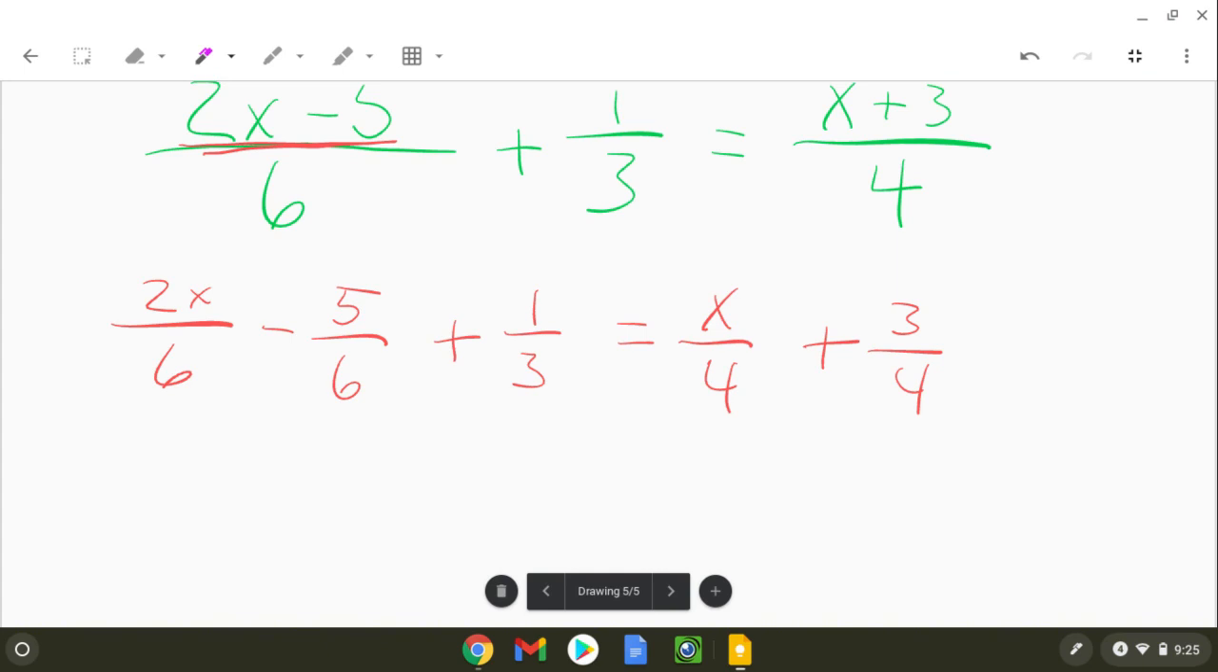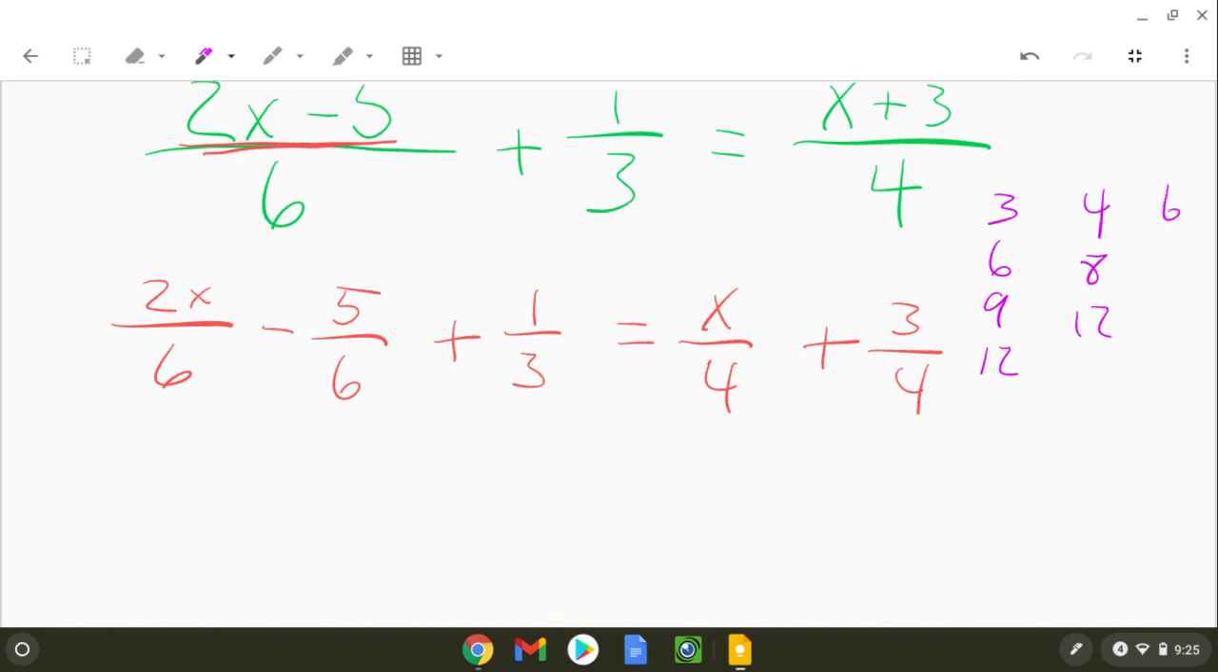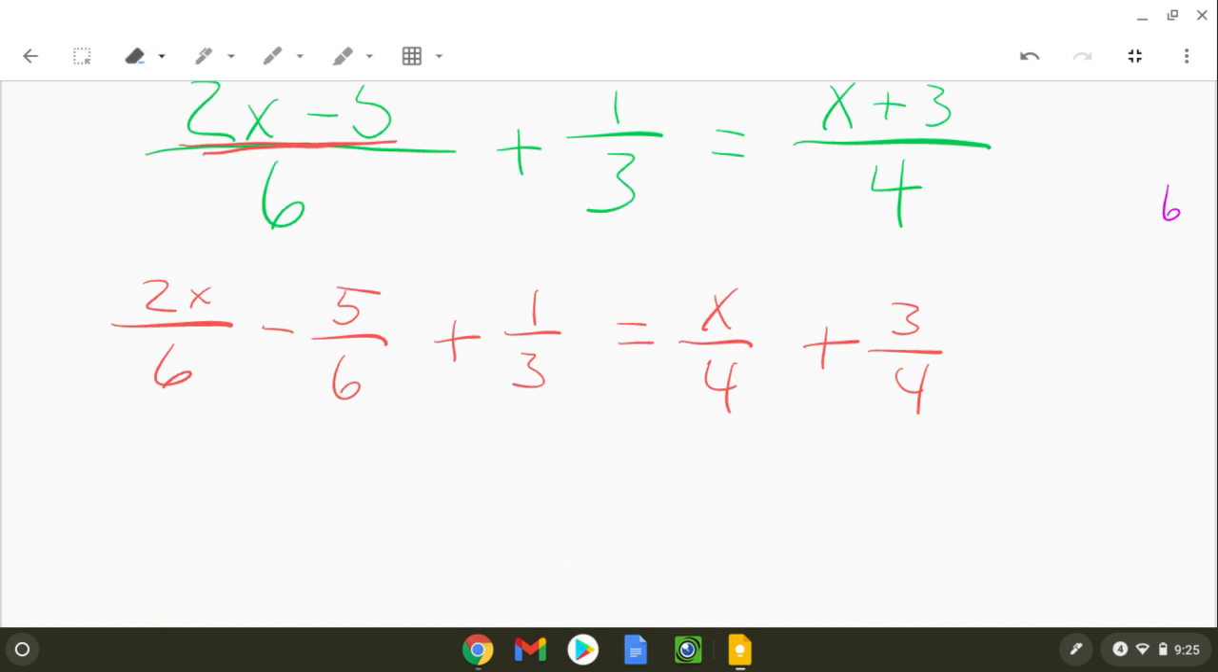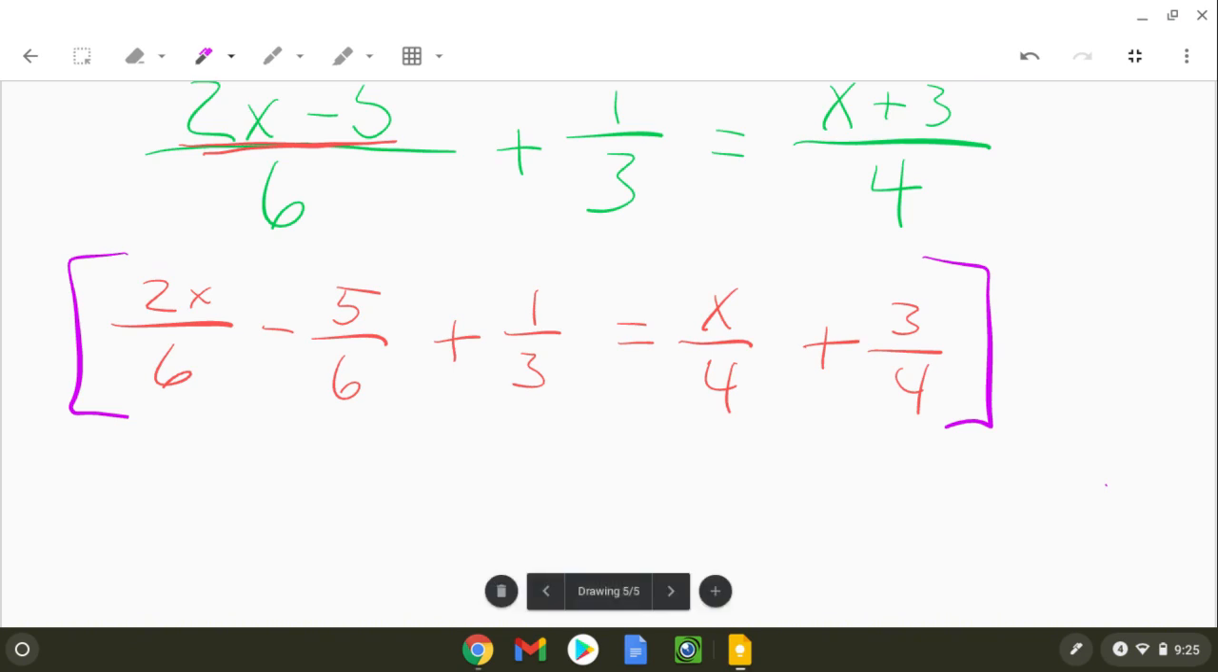Anyway, so we're looking for the LCM of 3, 4, and 6. For 3, we got 3, 6, 9, 12. For 4, we got 4, 8, 12. And for 6, we got 6, 12. 12 is the LCM for those three numbers. Okay, so I'm going to multiply the entire thing by a big old 12.